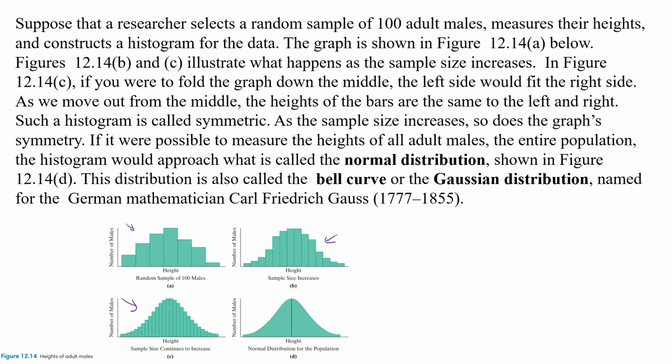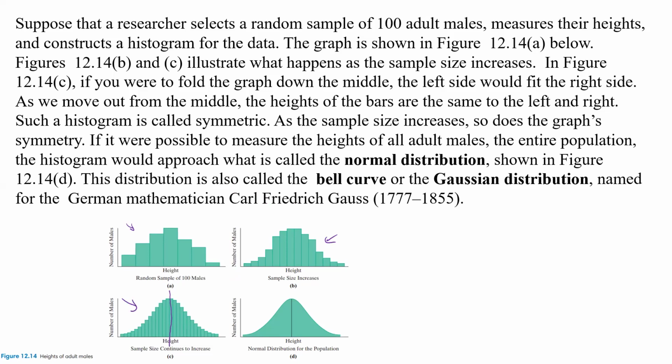Now, if you were to fold the figure C down the middle, if I can draw a sort of line, if we would fold this over here, it looks like the left side is pretty much going to fit the right side. And as we move out from the middle, the heights of the bars are the same to the left and to the right. Now, this means that this is symmetric about this middle part, which is called the mean.